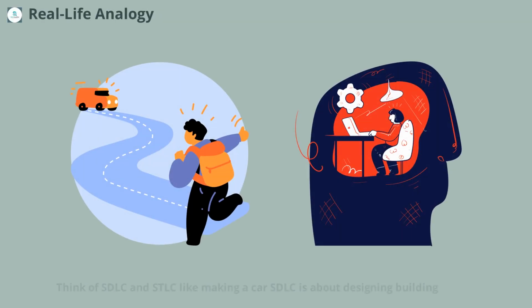Think of SDLC and STLC like making a car. SDLC is about designing, building, and assembling the car. STLC is about testing the brakes, lights, and safety features before handing it over to the customer. Both are essential. One builds the product, the other ensures it's safe and works perfectly.